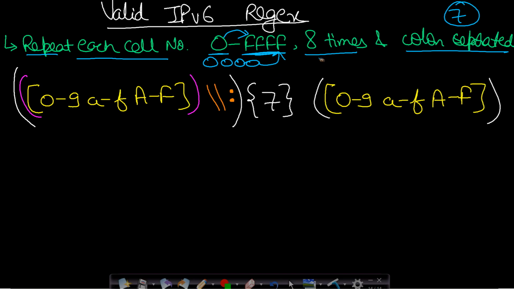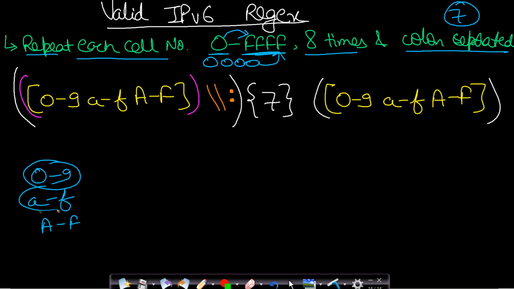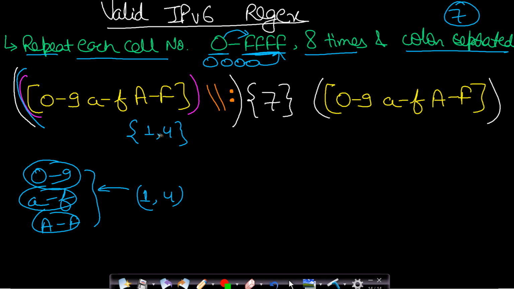Now how do you form a 4-digit number for IPv6? For IPv6, a digit can be in the range of 0 to 9, or it can be in the range of A to F, or it can be in the range of capital A to capital F. So each character can be in the range of these 3 character sets. And now since you know the range of characters, you want to repeat it 1 to 4 times. Here I have not given the repetition, but a repetition will also be included. There will be one more bracket and you will have to write 1 comma 4 here, because your digit can get repeated 1 to 4 times.